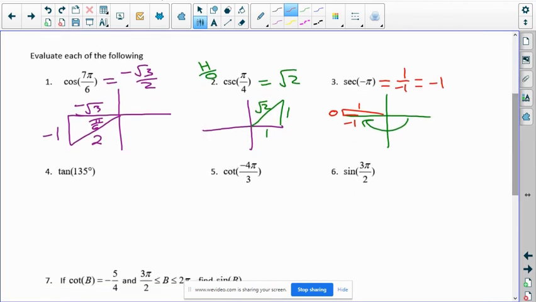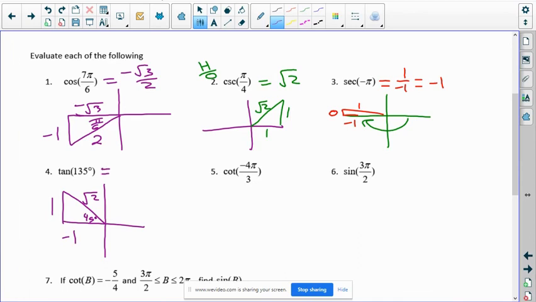In our fourth problem, we have the tangent of 135. That's going to be in the second quadrant. And we have a 45-degree reference angle because it's 45 degrees more than 135 to get to 180. Our ratios are 1, 1, square root of 2. The adjacent is negative because we're going in the negative direction, although the opposite is positive because it's going upward.